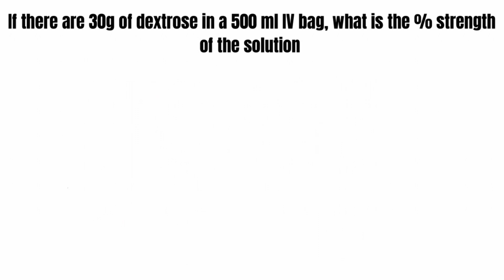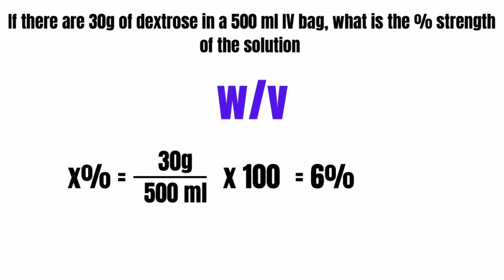Now let's go over a real question you may see on your exam, since you know how to set it up. If there are 30 grams of dextrose in a 500 mL IV bag, what is the percent strength of this solution? As you can see, we have grams and we have mLs. That automatically lets me know that we're going to do weight over volume, because weight over volume involves grams over mLs, and volume over volume involves mLs over mLs. You just plug the formula in. I did X percent, because we need to know what percent it is, equals 30 grams over 500 mLs, because that's what I have, times 100, and that gave me my 6%.